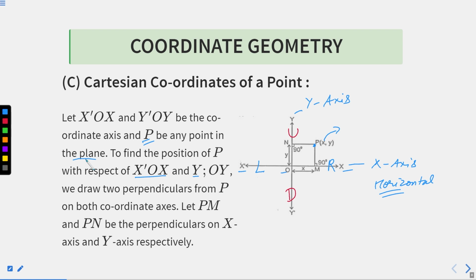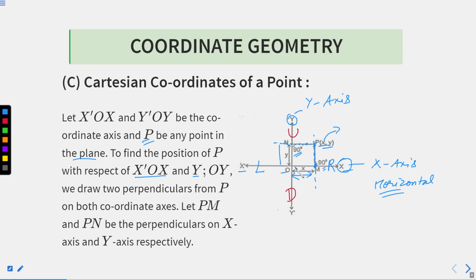Now if P is here, we just draw a perpendicular line to the x-axis, and similarly for y we draw the perpendicular line to the y-axis. Here the perpendicular is shown, meaning the 90-degree angle it makes with the x-axis and the y-axis respectively. And we know this distance is x and this distance is y.